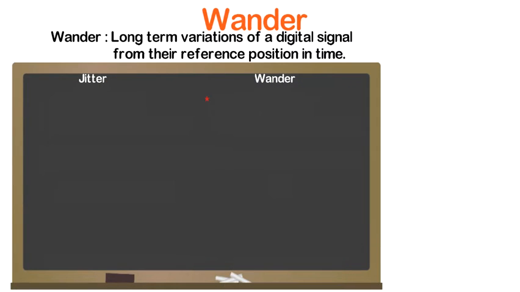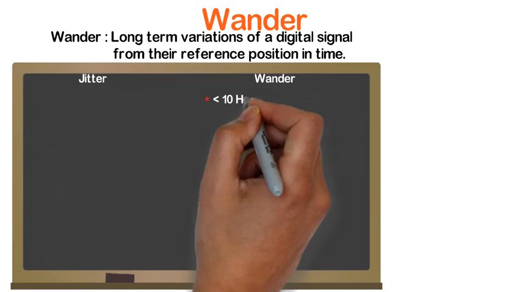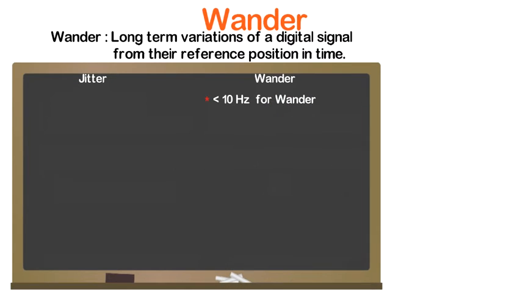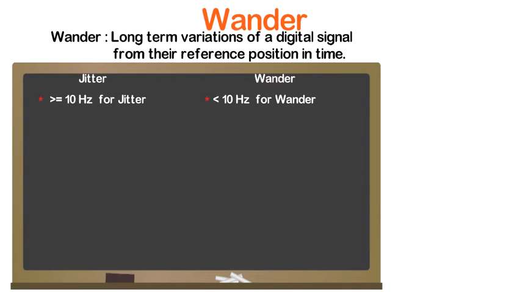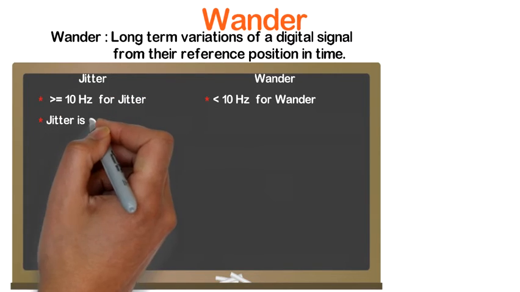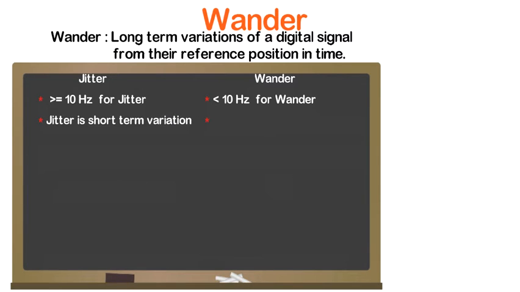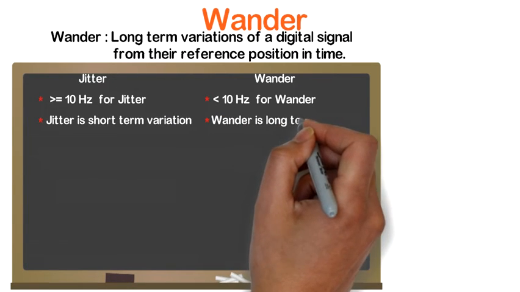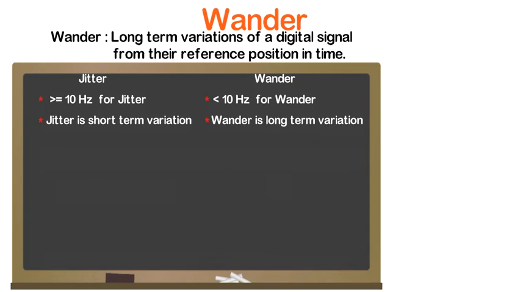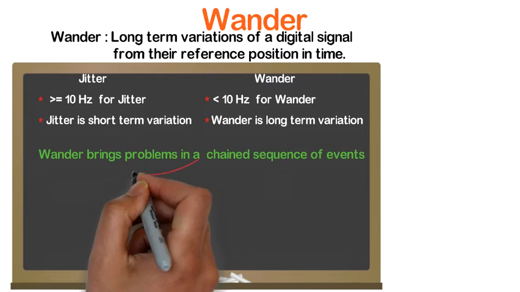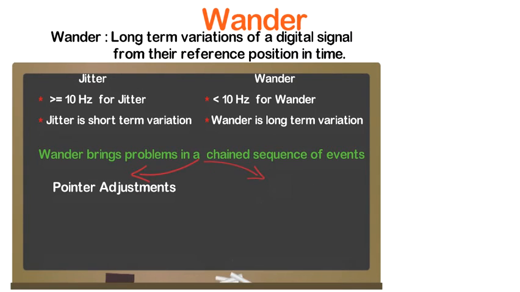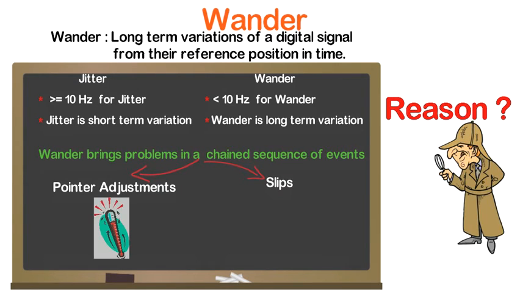According to ITU-T, jitter frequency below 10 Hz is called wander and more than or equal to 10 Hz is called jitter. The jitter is the short-term variation, whereas wander variation occurs over a period greater than 1 second. Wander brings problem in a chain sequence of events. It causes pointer adjustments and slips, that is delays. The main cause of wander are changes in temperature and clock performance.